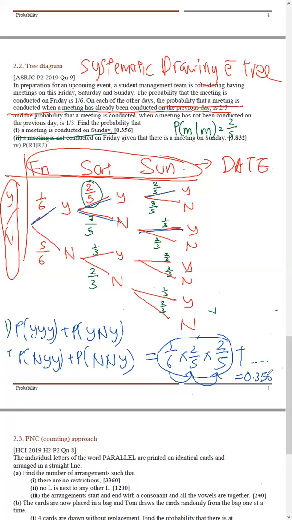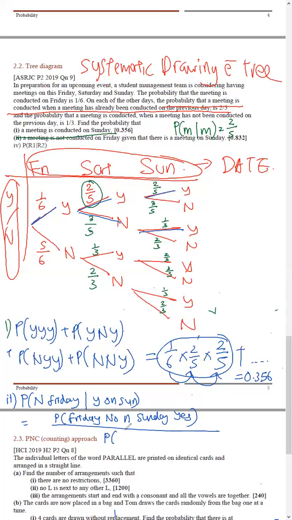Okay, same thing for part 2. Find the probability that there is no meeting conducted on Friday given that there's a meeting on Sunday. So since it's conditional probability, we'll write down the formula. No on Friday, given that yes on Sunday. Apply the formula. It will be the probability of no on Friday intersect yes on Sunday, over the probability of yes on Sunday.